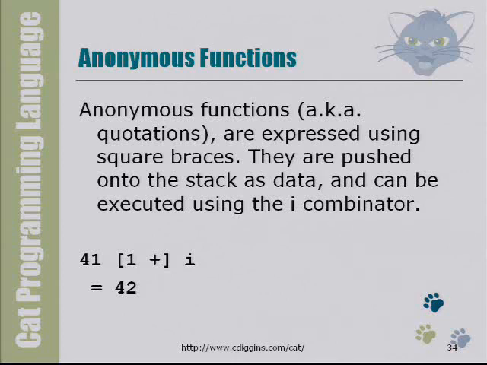But first I want to introduce the concept of an anonymous function. This is crucial to CAT. So in your square brackets here, where you see 1 plus, that's a lambda expression. What this does is it pushes the function successor, which is add 1 to the current value, onto the stack. I executes the function on the top of the stack. So it's called a combinator because it's a function which operates on functions. You could call it a higher order function if you want. So the result of this expression is 42.